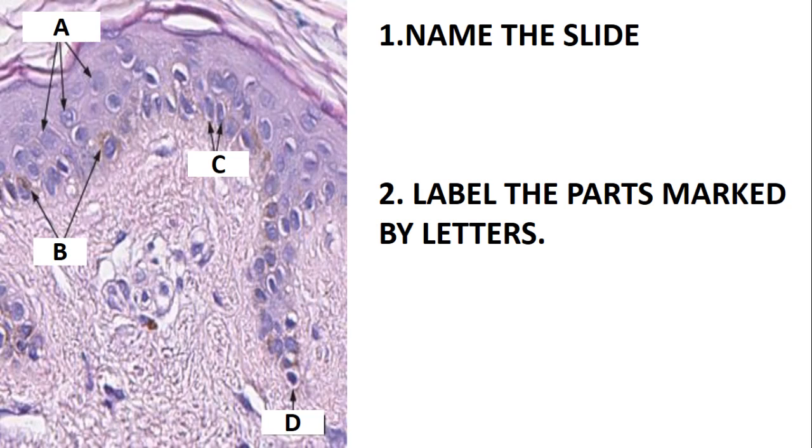Name the slide. In this slide, you can see some cells such as the keratinocyte. You can look at the melanocyte and also the presence of melanin and also the basal cells. So this slide is just that of the skin. As you can see on top, there is the epidermal layer, which has some stratified squamous epithelium. So this slide is the slide of the skin.